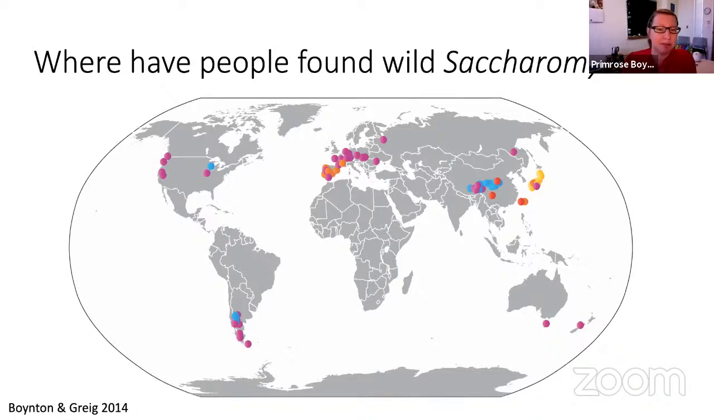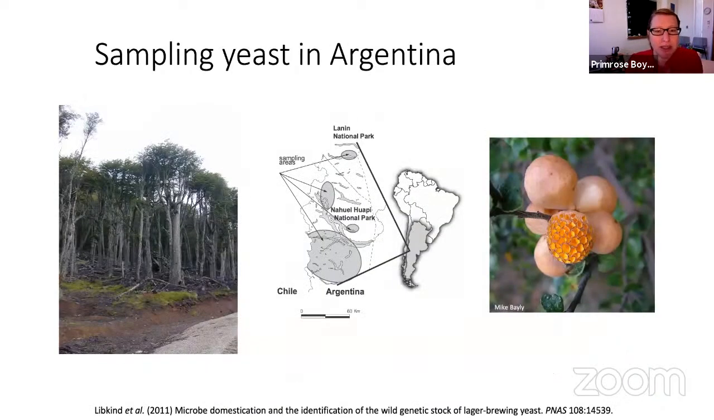But Europe, people love looking for Saccharomyces in Europe, and China and Japan and the United States and Southern South America. And when they look, they generally find them. And they find many different species. So in 2011, some people went to Argentina and they sampled these southern beech forests. And they really like to sample this thing. This is actually a fungus.